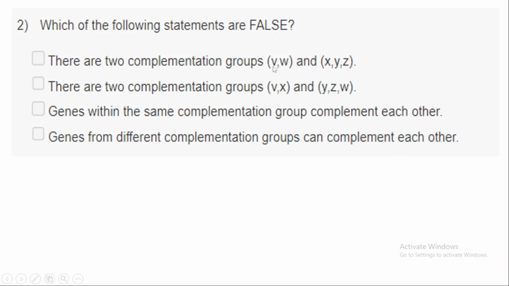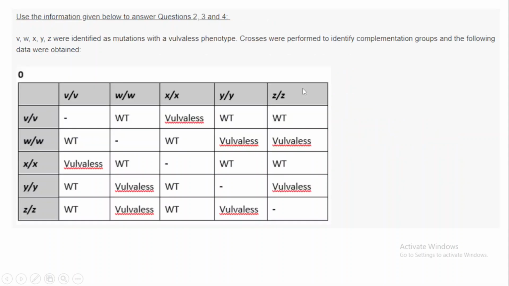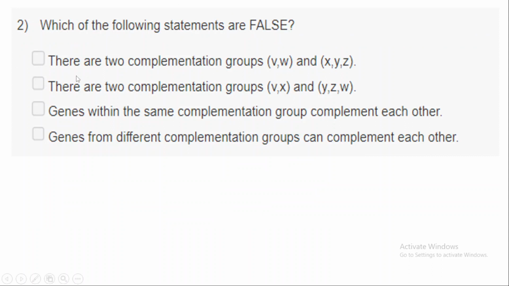So you just have to remember the complementation groups here in the options: VW, XYZ, VX, YZW. I'll show the table again. VW, XYZ was the first option and VX, YZW. So this is the table. Look at this carefully and tell me which of these you think are the false statements. Two complementation groups have been identified, and what are the characteristics of genes within the same complementation group? Which genes can complement each other?